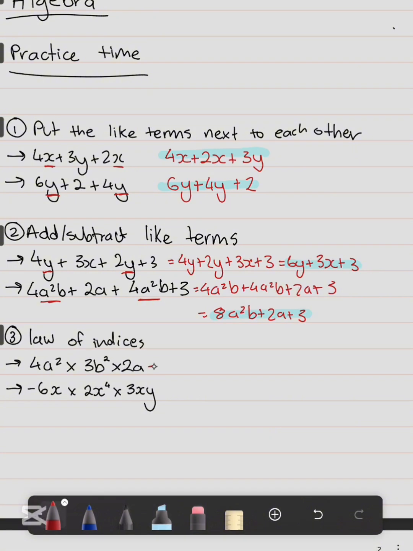Our final two questions. We see the multiply sign, so we know to use our law of indice. We first multiply our coefficients and we get 24. Then we multiply all of our a's, which is a to the power of 3. And then we leave our b because there's nothing else to multiply it by. So 24, a to the power of 3, b squared. Second question, we multiply our coefficients and get negative 36. We then multiply our x's and get x to the power of 6. And then we leave our y, which is just y. So final answer is minus 36x to the power of 6y.